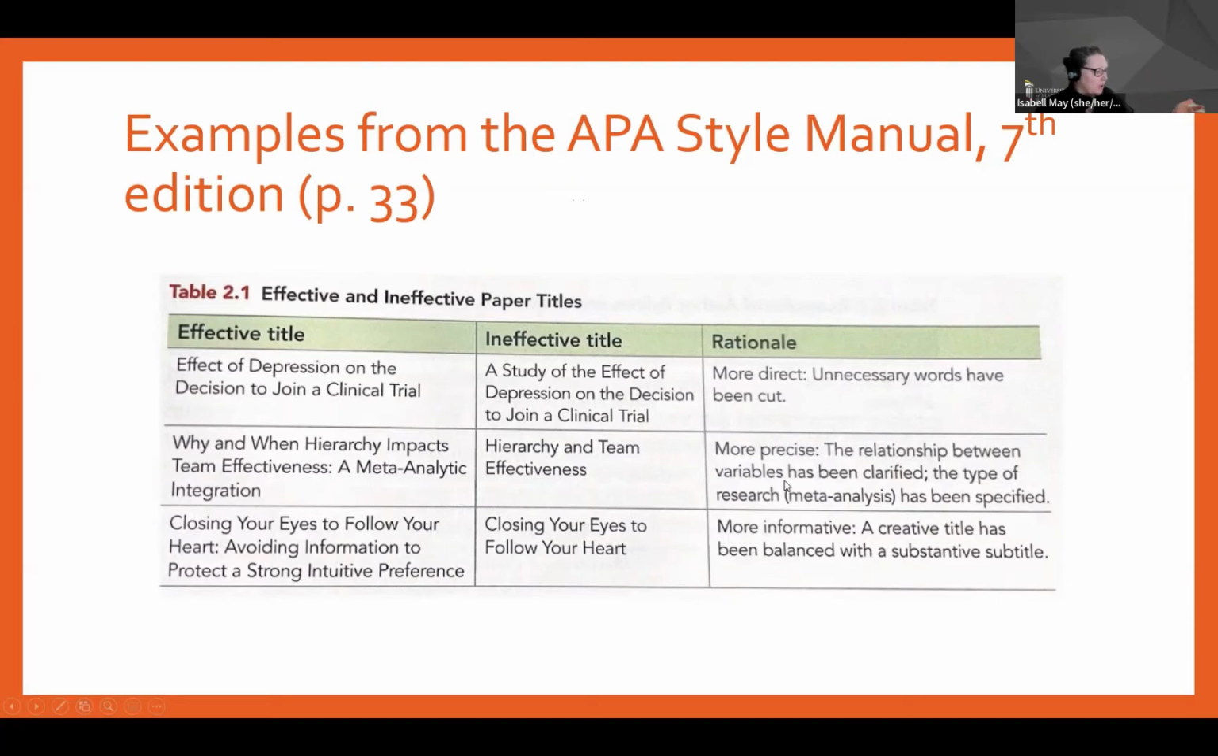This is more an ineffective title, hierarchy and team effectiveness. I'm like, okay, in what context? You need a little bit more. It's short, I give you that, it's 4 words, but I don't know what the heck is going on in the study, right?